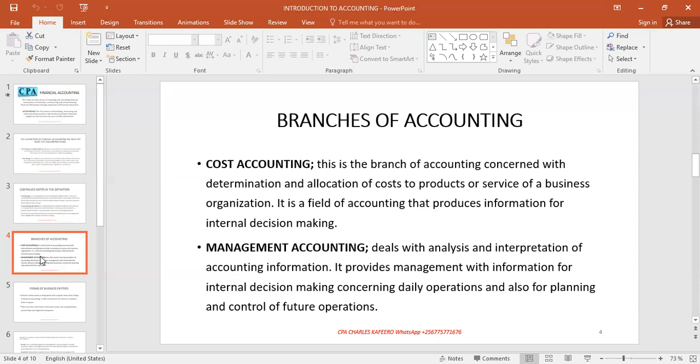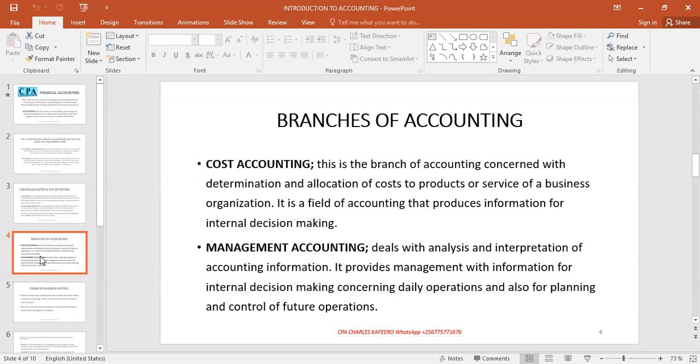So the other one is management accounting. Management accounting deals with analysis and interpretation of accounting information. It provides management with the information for internal decision-making concerning daily operations. So you've seen the difference. The other one is just considering the cost, but this one you analyze everything. You consider the financial statements, you consider the cost statements, then you make a decision.